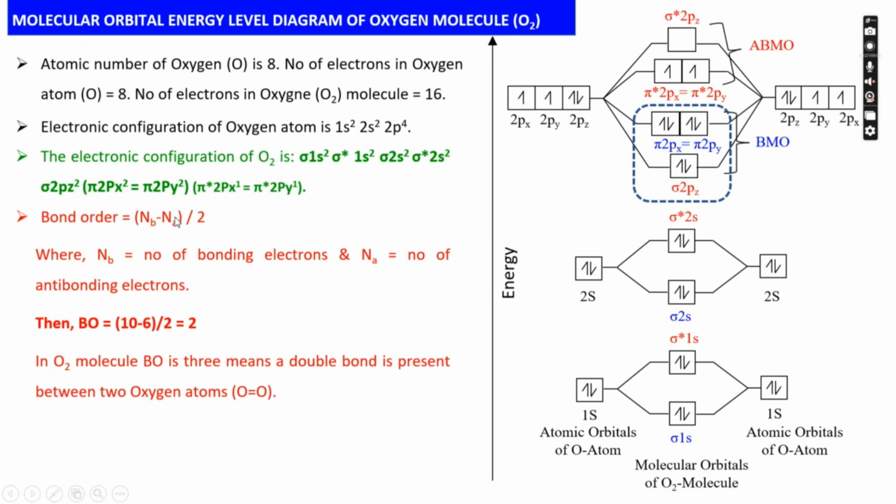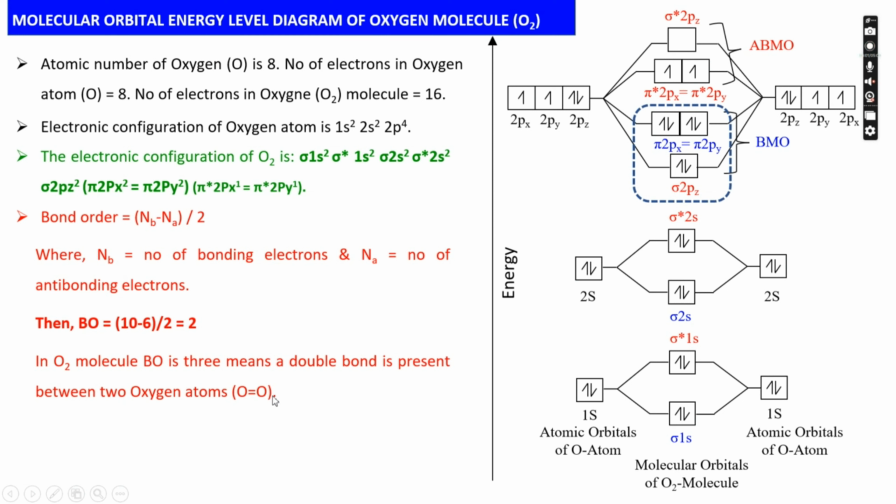Next, we should determine the bond order. Bond order is equal to Nb minus Na by 2. Nb is the total number of electrons present in the bonding molecular orbitals. Here, in bonding molecular orbitals, 2, 4, 6, 8, and 10. 10 electrons are there in bonding molecular orbitals, therefore 10 minus the total number of electrons present in anti-bonding molecular orbitals, which is 2, 4, 5, and 6. Therefore, 10 minus 6 by 2 is equal to 2. Therefore, it is confirming that the bond order in the O2 molecule is 2.